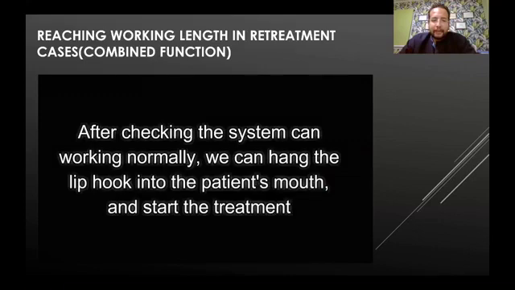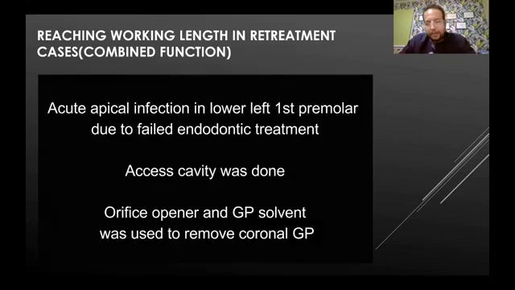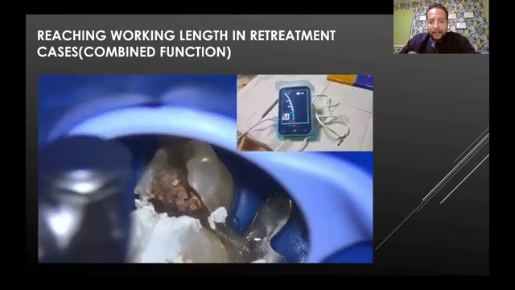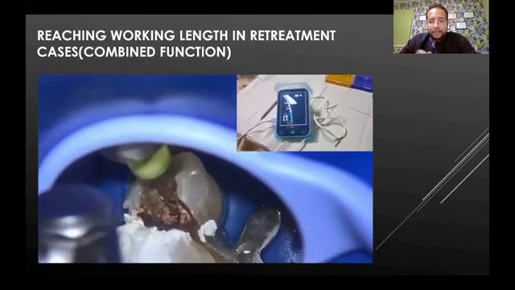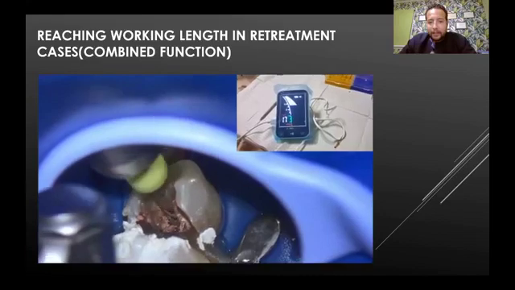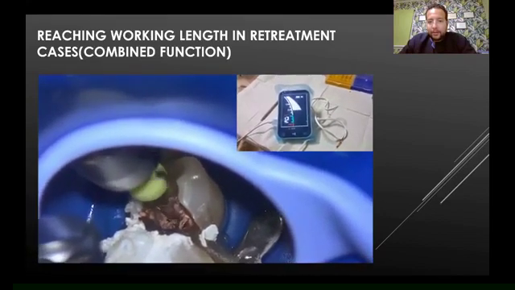Again, it's normal to hook up the lip clip on the patient's cheek. I will remove this. I want to remove all the gutta-percha and establish a working length. So I establish my axis, remove the coronal gutta-percha with Gates Glidden, and then I advance my file. As I advance my file more, the apex locator starts to respond.